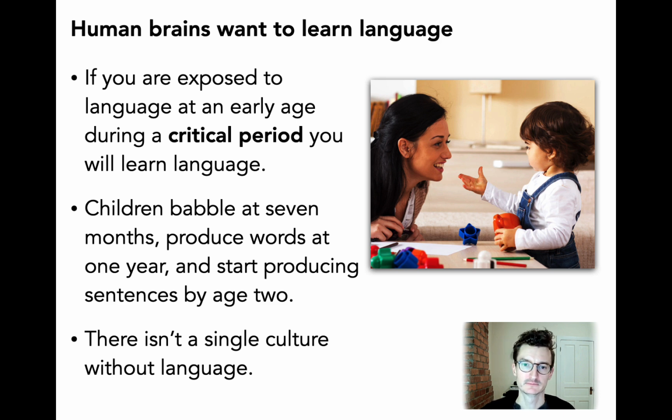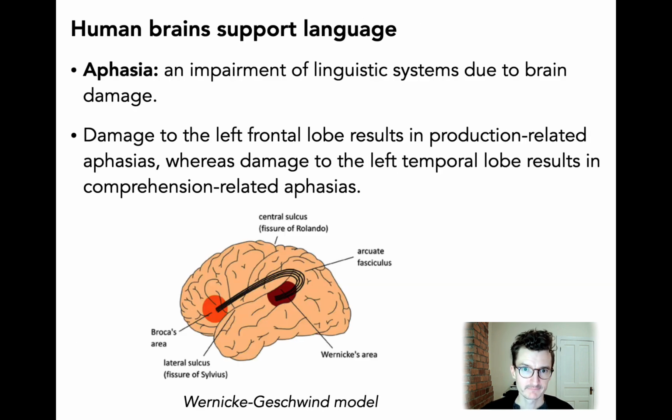So children just need to be exposed to language to learn language, and we see them acquire language in very stereotyped phases. There's a babbling phase, there's a word production phase, and then there's a sentence production phase. And although there are many different languages around the world, and some are more complex than others, there isn't a single human culture that we've encountered that doesn't have language in some form. So human brains also seem wired to support language, right?